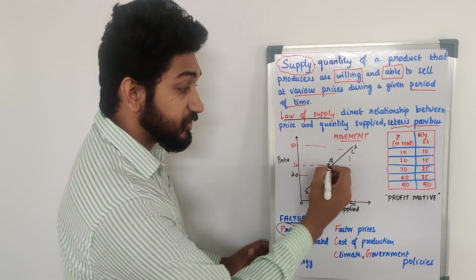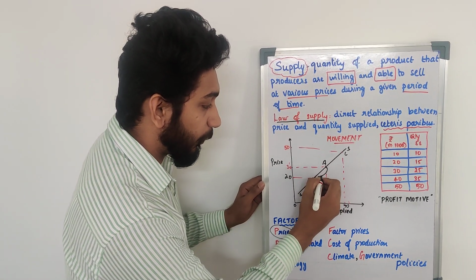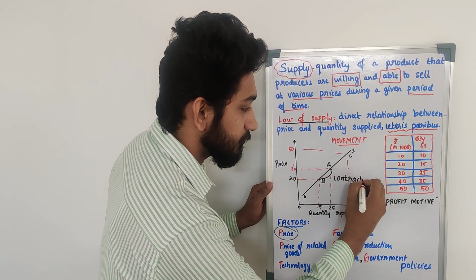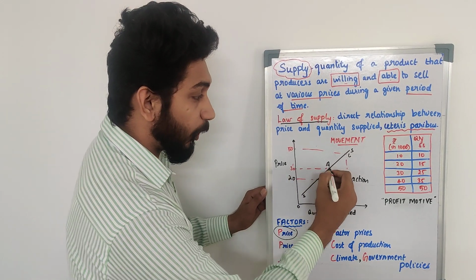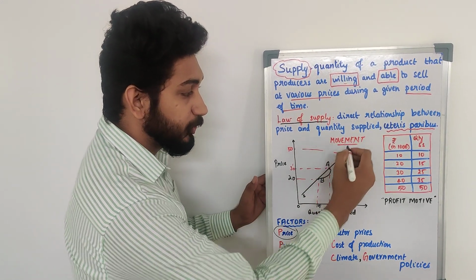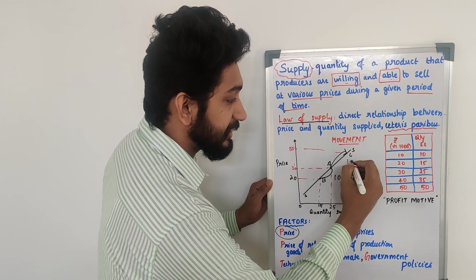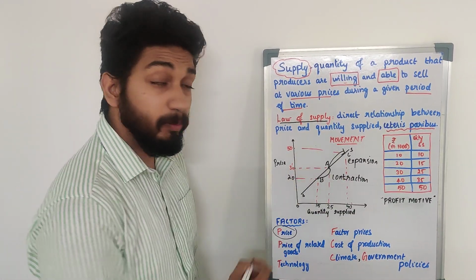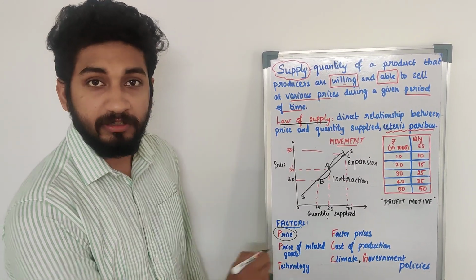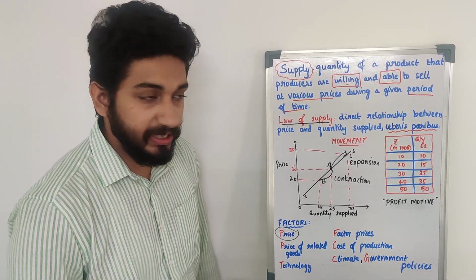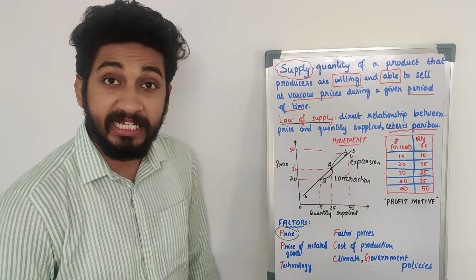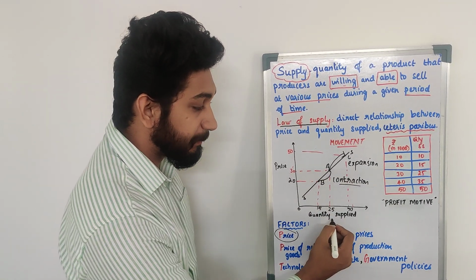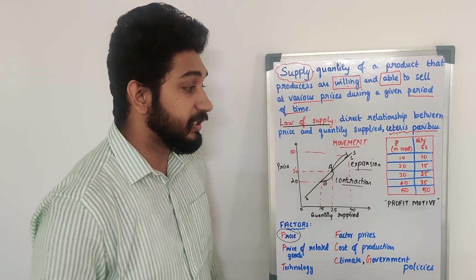The movement from your initial equilibrium, that is from point A to point B, is what we call contraction. The movement from either point A to point C or from point B to point C is what we call expansion. So the movement along the supply curve will be only because of the price factor. When there is a change in price, if your quantity supplied is decreasing, then there is contraction in supply. When the quantity supplied is increasing, then there is expansion in the supply curve.